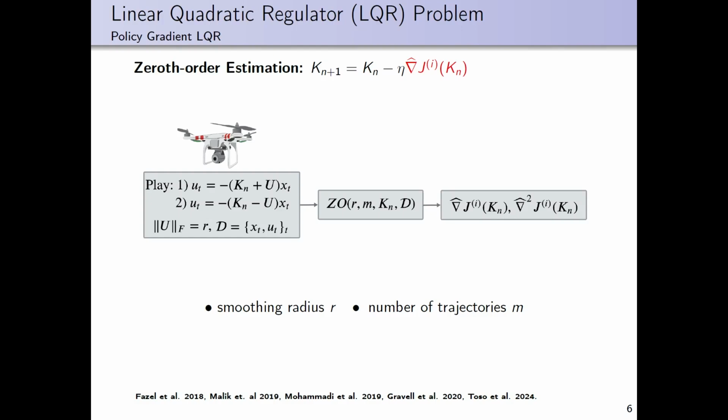I'm not going to go into many details about the zero-order estimation here, but it's very simple. We just need to perturb our current controller with a matrix that has Frobenius norm r, where this r is usually called the smoothing radius. And then we do this m times for m trajectories. We play the system with this perturbed controller, collect data, and then a zero-order estimation type of approach is going to give us an estimation for the gradient and the Hessian.